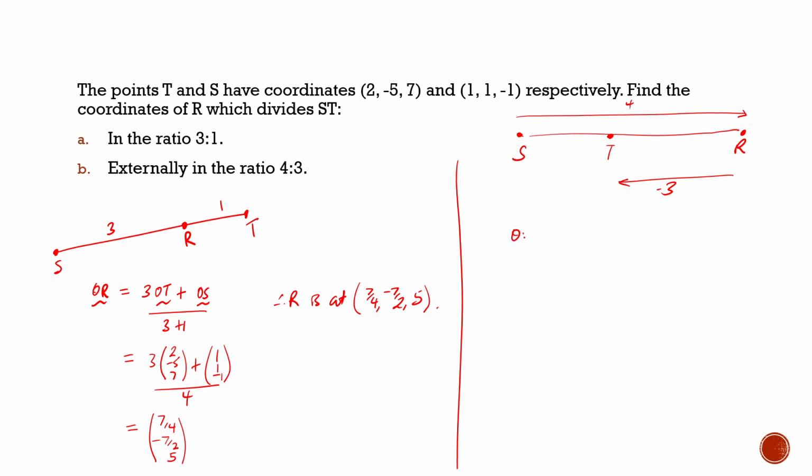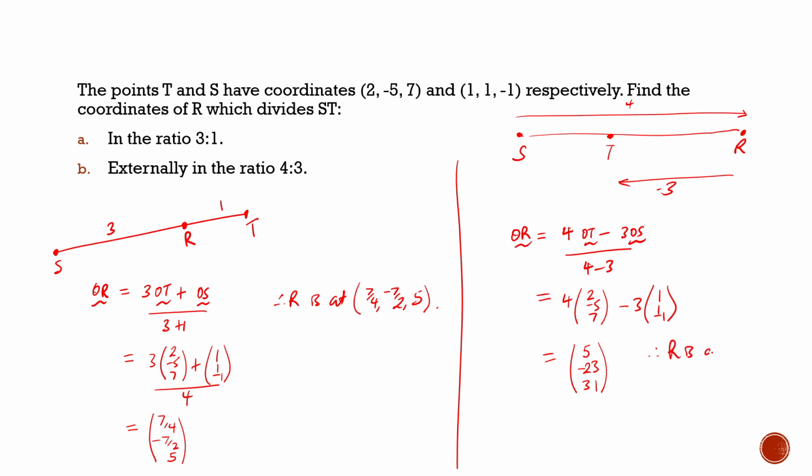And so you'd have that OR is given by 4 times OT minus 3 times OS, out of 4 minus 3. It's going to be 4 times 2, -5, 7 minus 3 times 1, 1, -1, divided by 1, which gives us 5, -23, 31. So this will be what you get as a position vector, and therefore you know R is at 5, -23, 31.